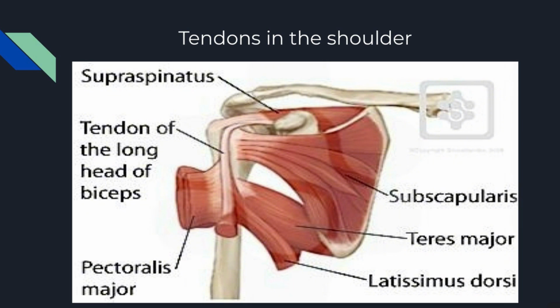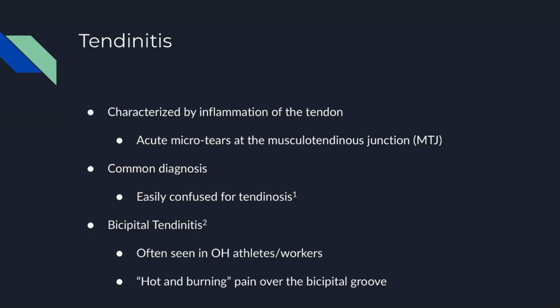The shoulder is arguably the most complex joint in the human body, so we have to take proper care when determining which pathology it might be. Tendonitis in general is characterized by inflammation of the tendon and acute micro tears in the musculotendinous junction. It's a pretty common diagnosis in terms of painful syndromes, but it can be easily confused with tendinosis, which we will discuss shortly.